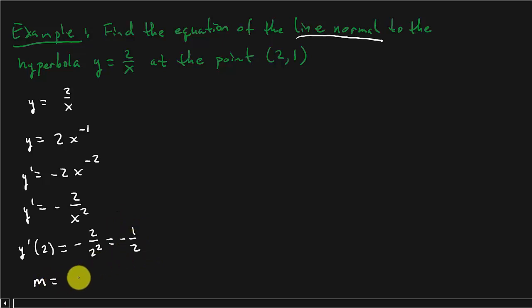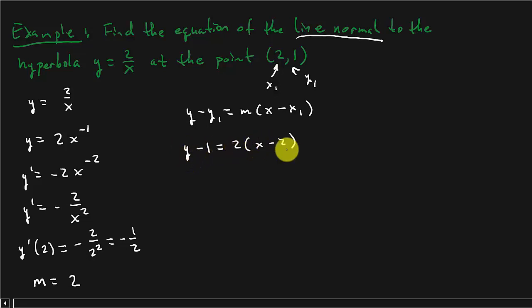So what's the negative reciprocal? Well, you flip it and change the sign. All right, so there's your slope. There's m, there's x1, there's y1. So y minus y1 equals m times x minus x1. Plug it in: y minus 1 equals 2 times x minus 2. So y minus 1 equals 2x minus 4.